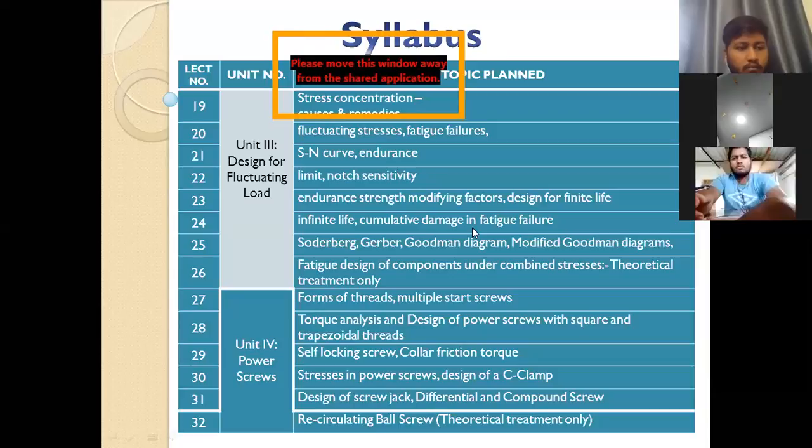Now, in the exam, generally in this unit, we'll get more theoretical questions, and the numericals will also be on these diagrams.